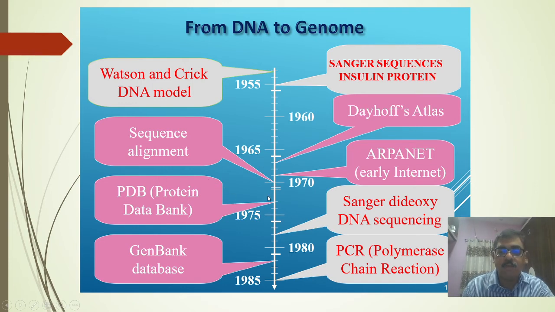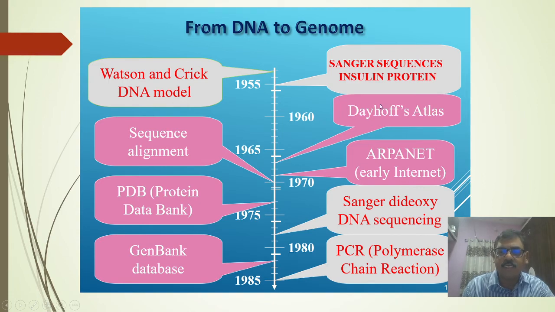Next, the Sanger dideoxy DNA sequencing method was developed. Then around 1982, GenBank databases were developed, EMBL and others, and the polymerase chain reaction in 1985. So this is how development proceeded, starting from DNA to genome.